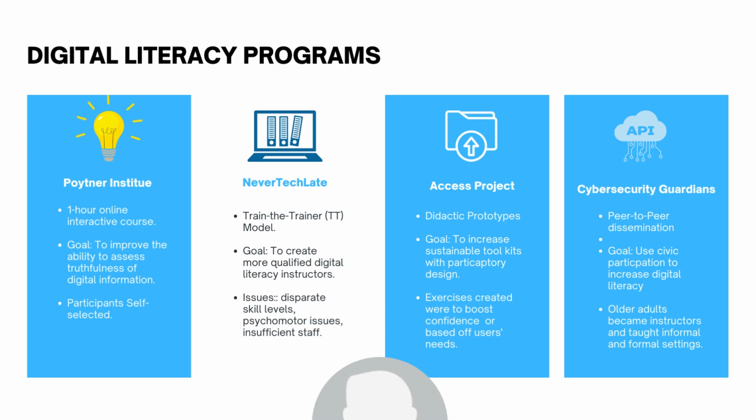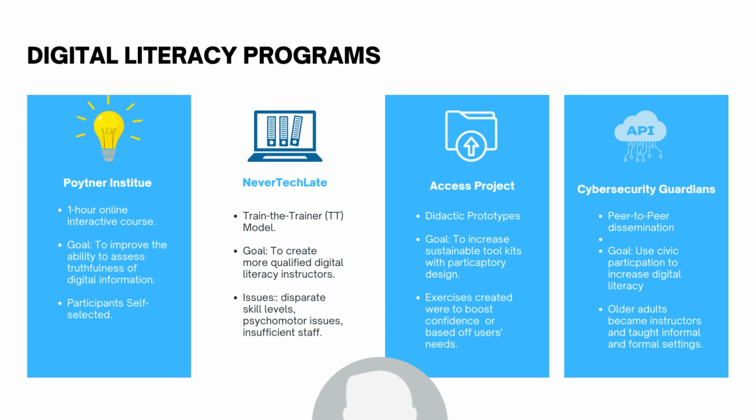Next up is the Access Project, which is trying to use didactic prototypes in order to create mobile toolkits. This is trying to create things that older adults could use to improve digital literacy through a byproduct of the participatory design process. This focuses on co-design and co-collaboration. So the exercises that were used focused on boosting the confidence of older adults, or the exercise was made based off the user's needs or wants. So they decided to focus on making a guide for traversing newspapers because that's what they were interested in.